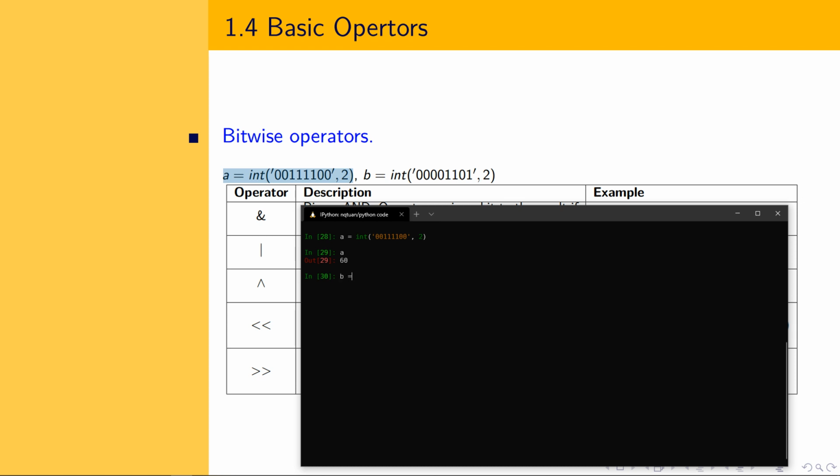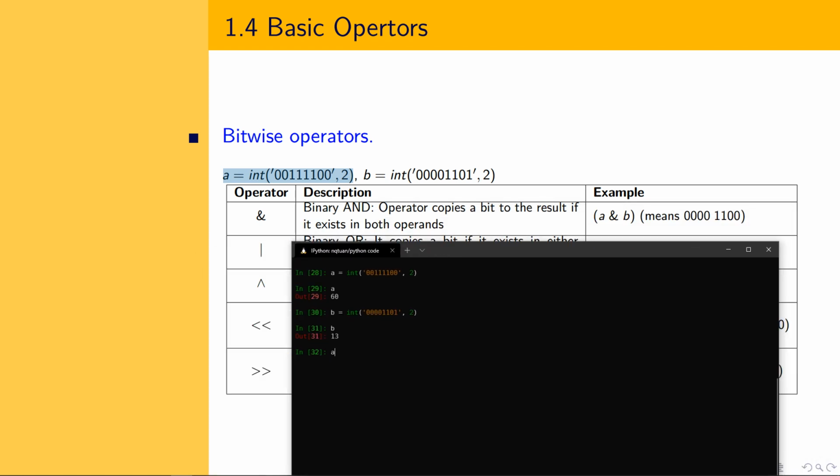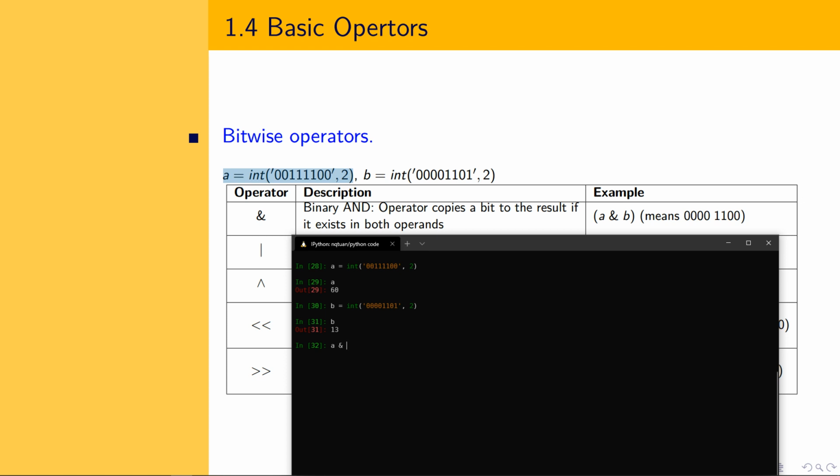And you can create another bit string 0 0 0 0 1 1 0 1, and base 2. Here you see the number B equal to 13, and with A and B you can do the bitwise operator. For example, you do A and B, you see it is equal to 12. So let's say you assign it to a variable C.